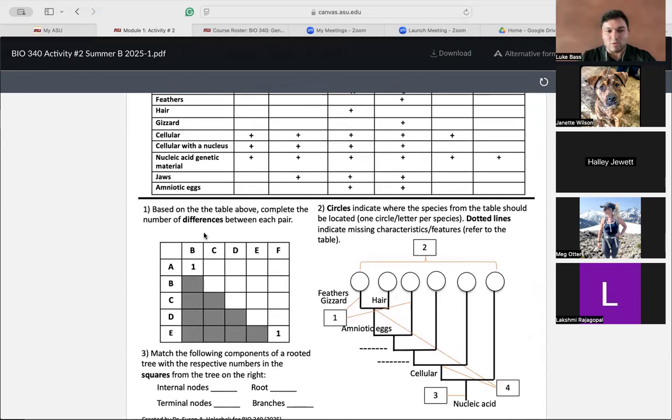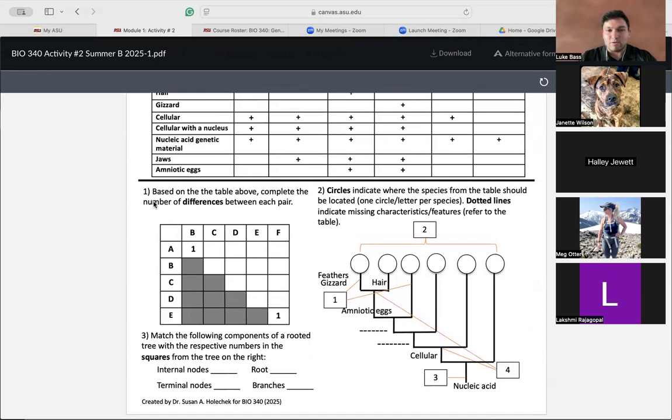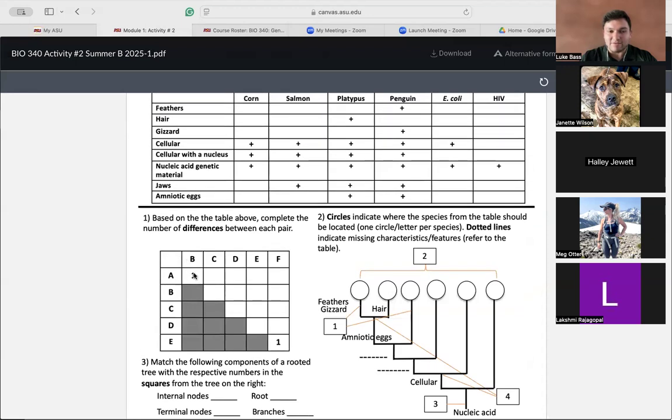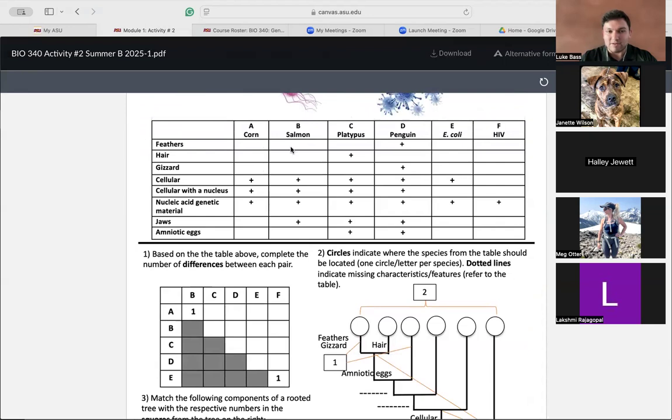And then look in question one, it asks based on the table above, complete the number of differences between each pair. So here you have a couple of different examples. Comparing A and B here in this top left box, you'll see that's comparing corn and salmon. Now you'll see that both of these individual species do not have feathers, hair, or gizzards. So there's no differences there. Also, they do have cells that have a nucleus and that their genetic material is made up of nucleic acids. So there's no differences there as well. And both also do not produce amniotic eggs. But one difference is that a salmon has a jaw, while corn do not.